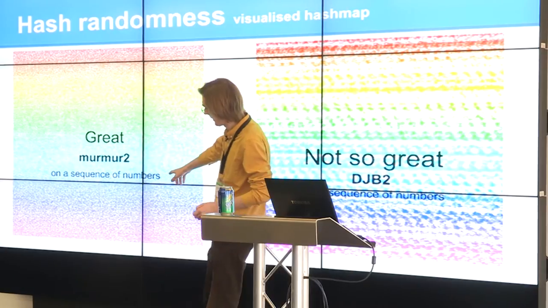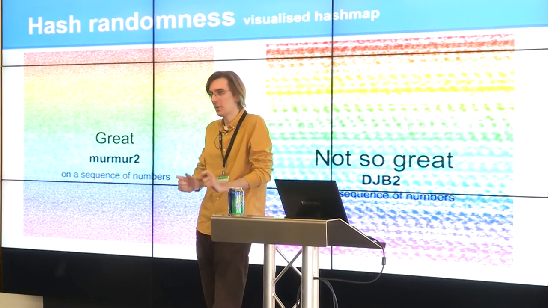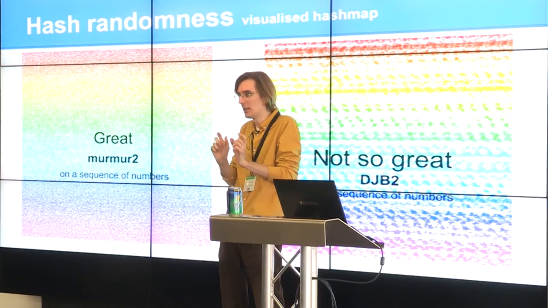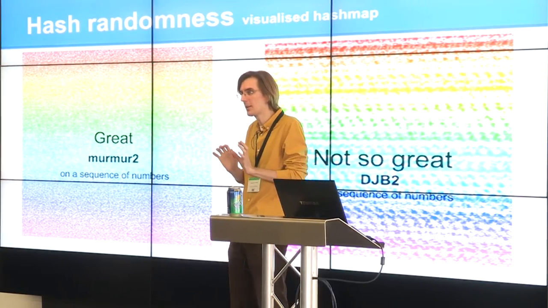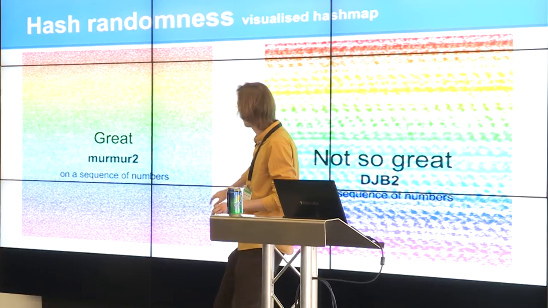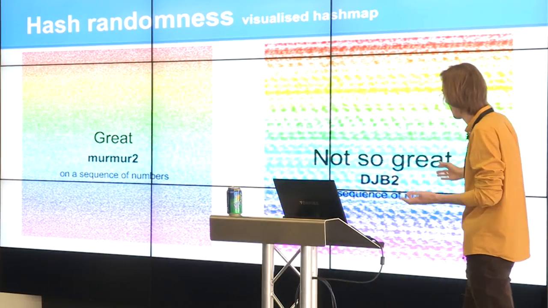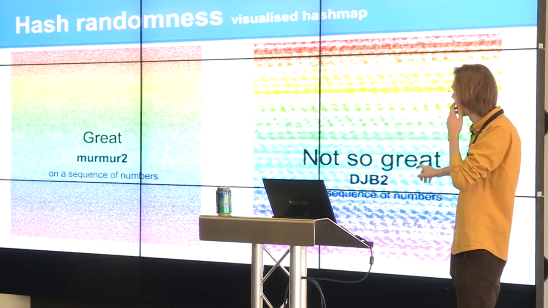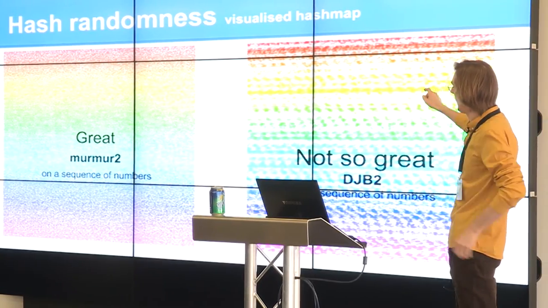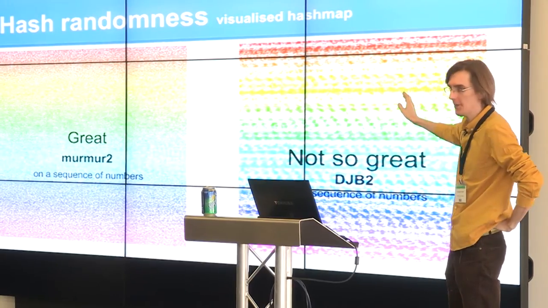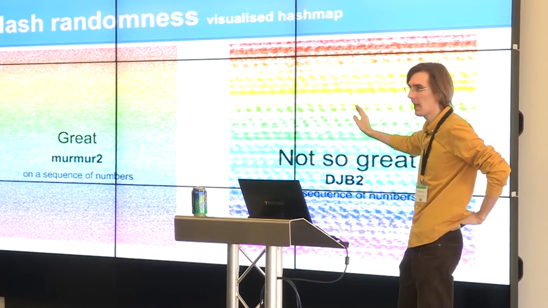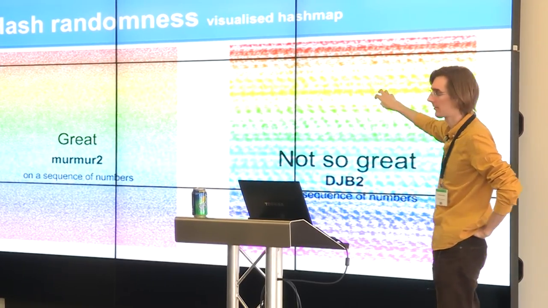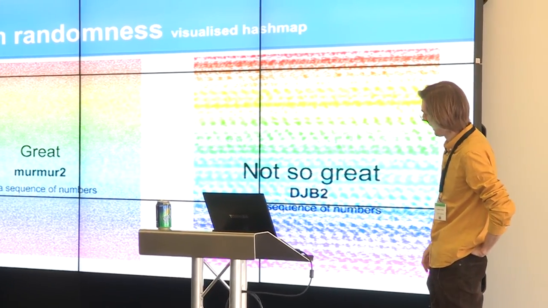You use a sequence of numbers, and it's sometimes much harder for hash algorithms to differentiate very similar strings which are just one character different. And what happens with weaker ones, like DJB2, which I showed you in that code example? You see, actually, there are gaps. And it's clear that those multiplications and shifts, which we've seen in the code, quite simple ones, aggregate hashes around some clusters. And this is bad.